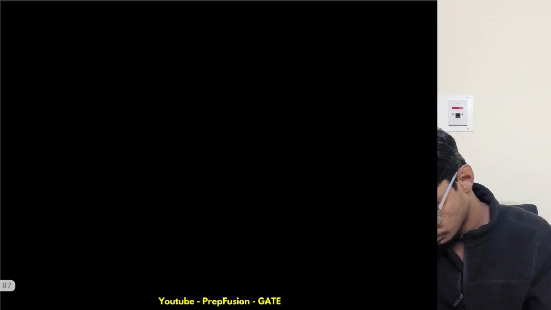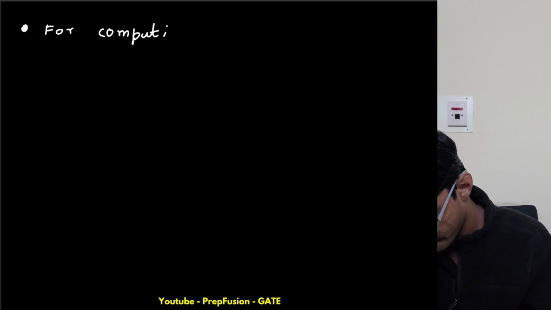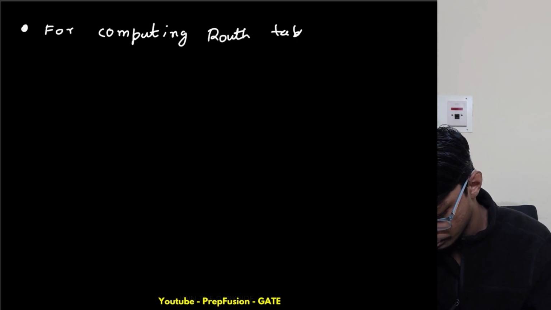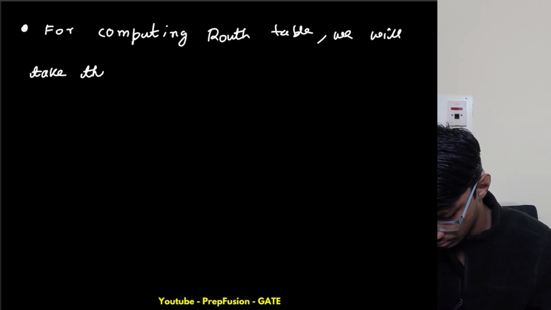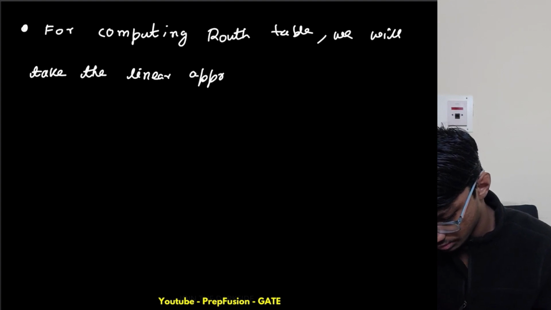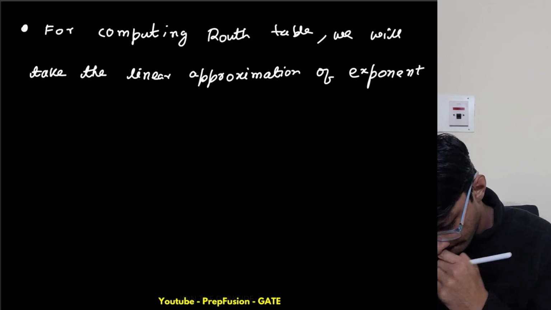So for computing the Routh table, we will take the linear approximation of the exponential function. This one will be here.